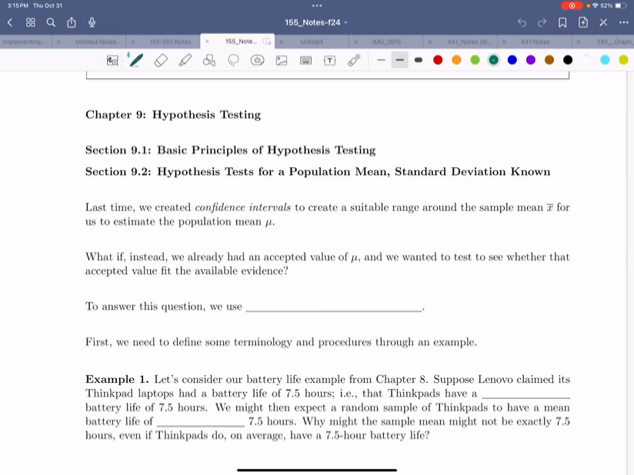Now, last time we were using confidence intervals to create a window for estimating the true mean, the population mean, based off of our point estimate, the sample mean. But what if instead of coming up with that range, we just had a belief or a prior statement that the population mean already was a certain value, and we just wanted to see whether there was evidence that that value was really correct? Well, to answer that question, we use hypothesis testing.